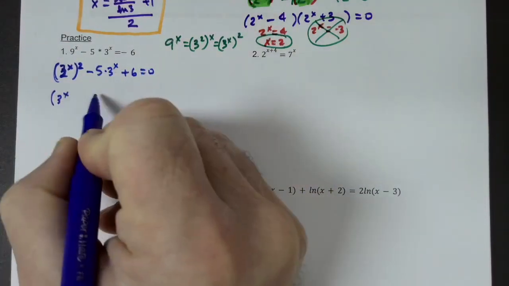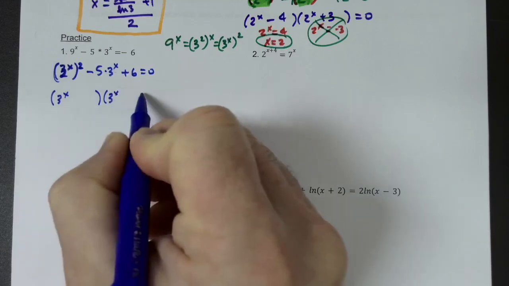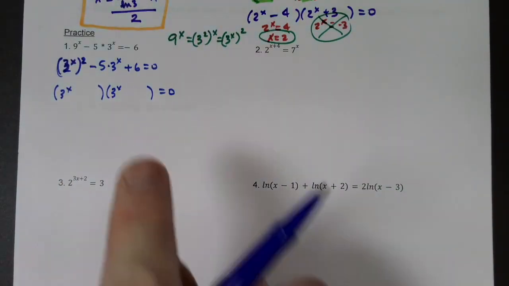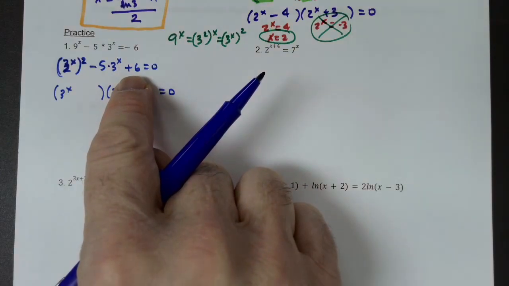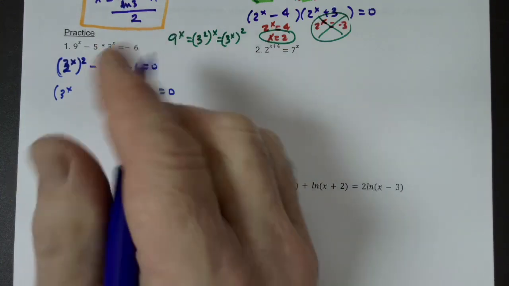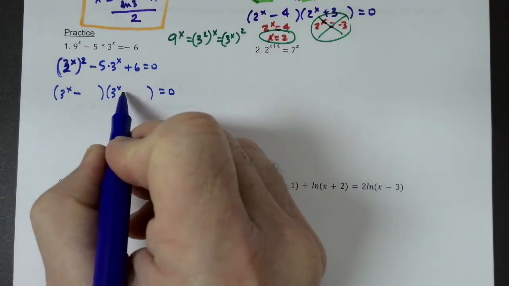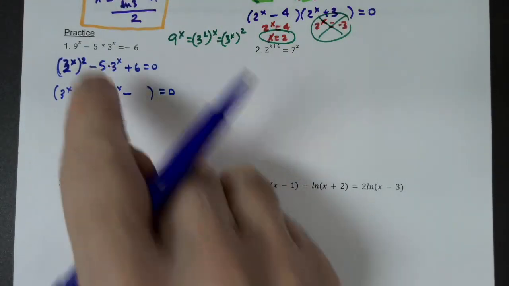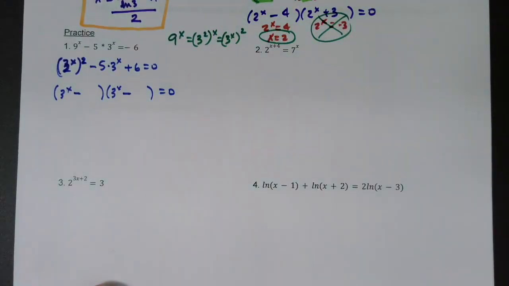This would be 3 to the x and 3 to the x in our two binomials. And then we need a positive 6 here. But the middle term is negative. Only way we can do that is if both of these are negative. And what times what will give us 6, but when we add it together, we'll get a negative 5.